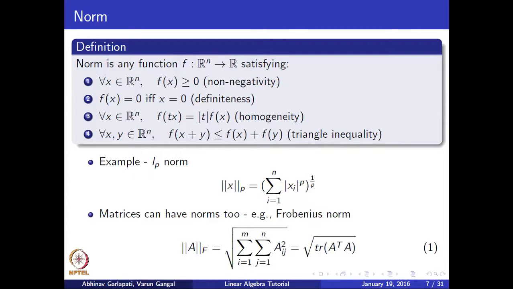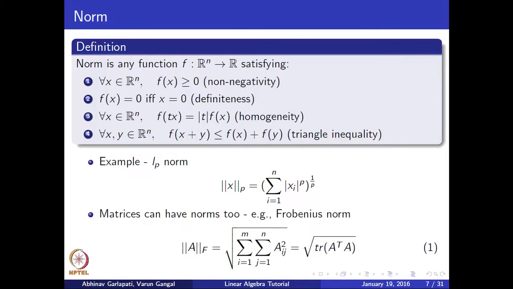Now an example of a norm is the Lp norm, where you sum up the absolute values along each dimension raised to p, and then take the 1 by pth root of this. So when p equals 2, you get the L2 norm, which is the magnitude of a vector, as we have learnt in our earlier studies, root of x square plus y square, if you are looking at just the space R square.